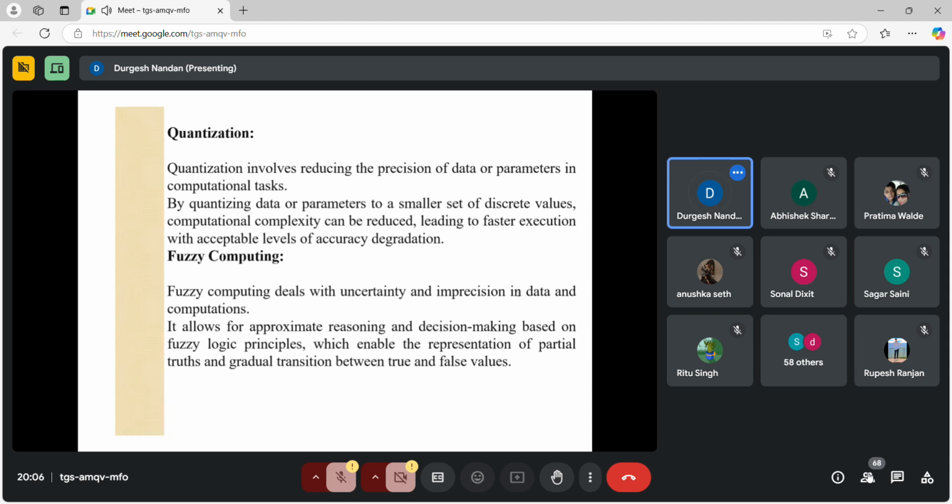Another one is fuzzy computing. Fuzzy computing also comes under probabilistic computing. Basically, fuzzy computing deals with uncertainty and imprecision in data and computations. It allows for approximate reasoning and decision making based on fuzzy logic principles.